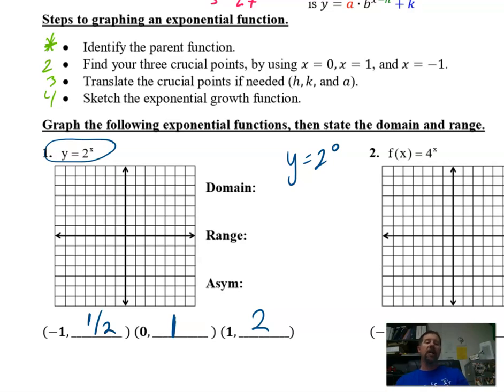And then now we're going to shift our graph if we have to. In this case, again, we didn't have any H's or any K's, so this is going to be very straightforward. I'm going to graph the graph just like normal, no shifting needed. So we have our points at (0, 1), (1, 2), and (-1, 1/2). And now we're going to use the idea that we know our asymptote is the x-axis, and that this is growing to sketch our graph. So I sketch in my asymptote, and now I'm going to draw the graph.